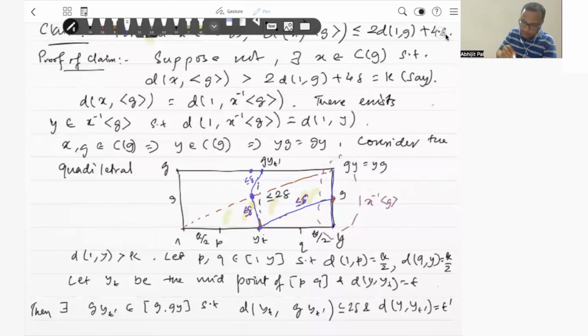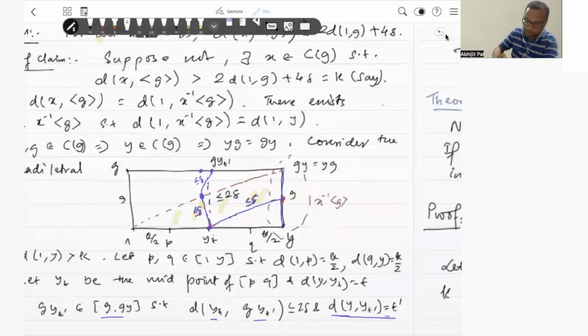So there exists a point gyt prime on the geodesic joining g and gy, such that the distance between yt and gyt prime is less than or equal to 2 delta. And also observe that the distance between y and yt prime will be equal to t prime. So the distance between g and gyt prime is equal to t prime, and that distance is equal to the distance between y and yt prime. Therefore, the distance between yt and yt prime is equal to t prime.